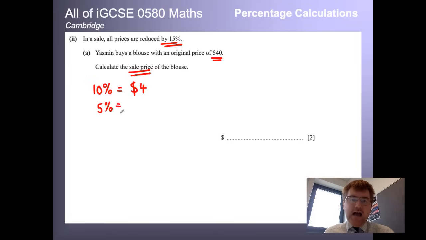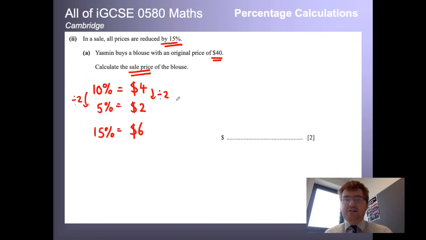So let's think, how do you go from 10% to 5%? Well, we divide by 2. So we do the same to both sides. $4 divided by 2 gives us $2. And now by adding these together, we can then get 15%. So 15% will be $4 plus $2 equal to $6.